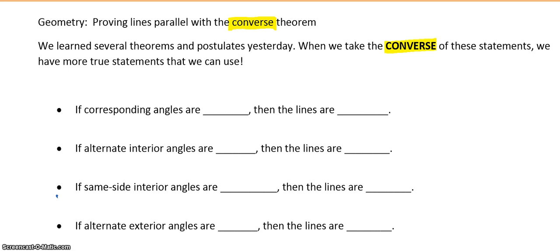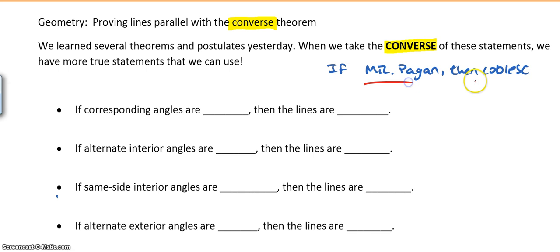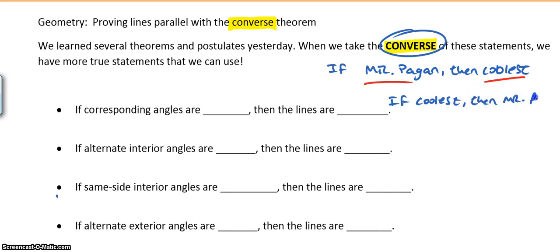So let's say we have a sentence that says, if your name is Mr. Pagan, then you are the coolest person in the world. Okay, now, if we're talking about the converse of the statement, I would flip the main ideas. So I would say, if you're the coolest person in the world, then your name is Mr. Pagan. So if you notice, I've taken the main idea of the end sentence and brought it up front, and vice versa, the main idea of the front and brought it to the end. So I just flipped the structure of the sentence.